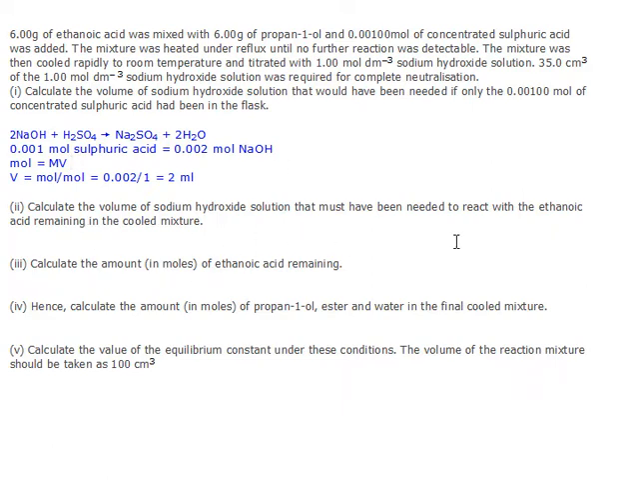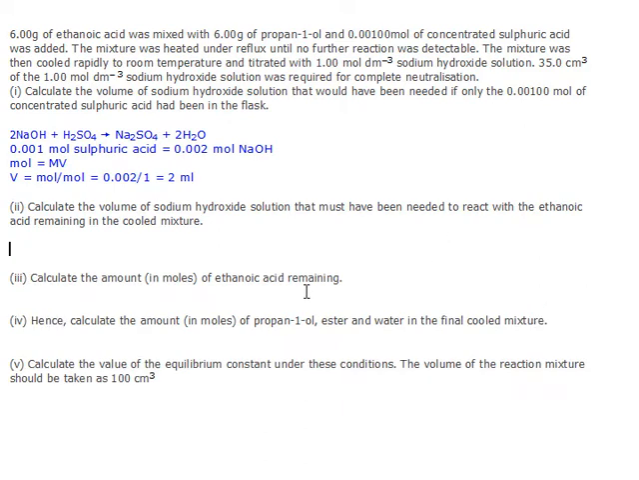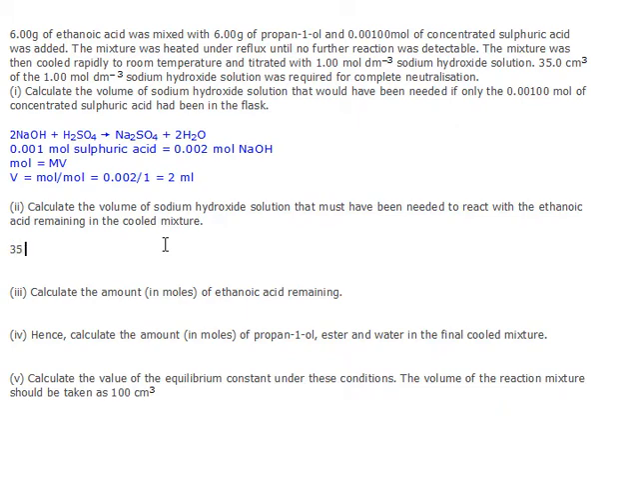Calculate the volume of sodium hydroxide solution that must have been needed to react with the ethanoic acid remaining. So we're going to take off the 2 millilitres, and we were told that 35.0 centimetres cubed were required. So, in fact, 35 minus 2 equals 33 millilitres of NaOH neutralized the ethanoic acid, and that equals, well, it's 1 molar, so it's 0.033 moles. Sorry, I've jumped ahead. We're only asked for the volume.